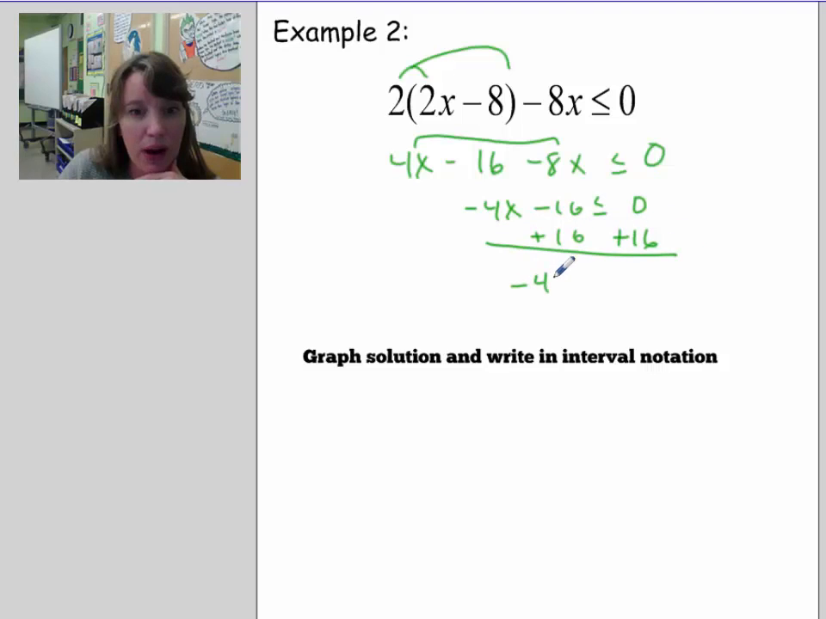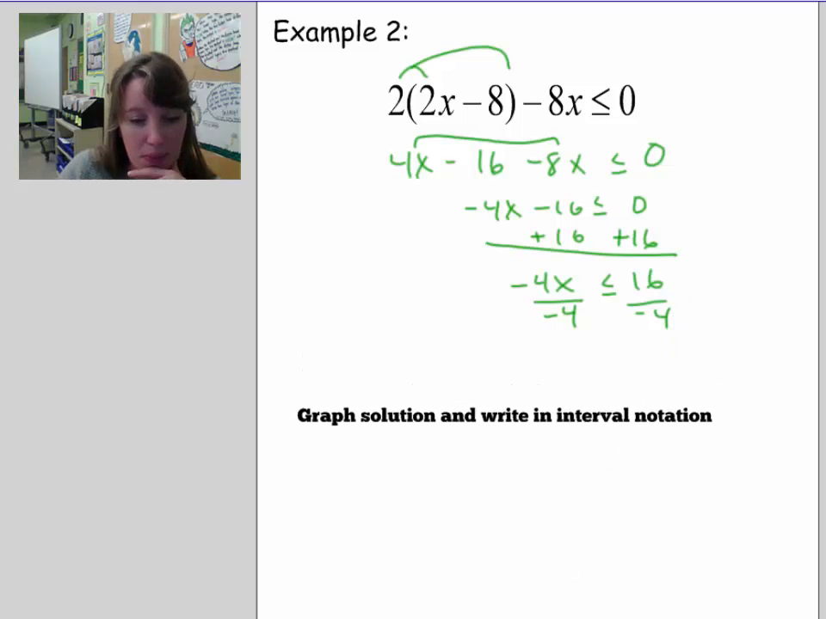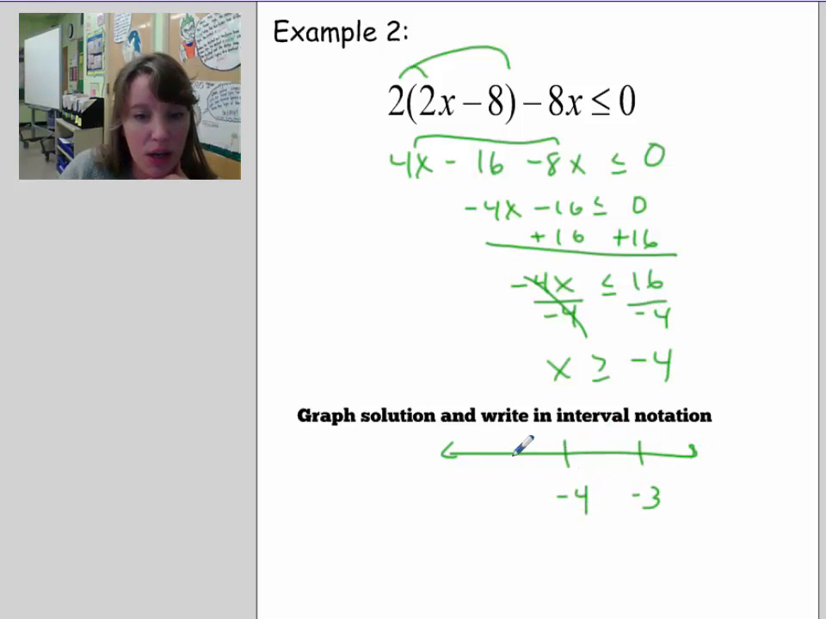We have -4x is less than or equal to 16. Divide by -4. So again, we need to flip the inequality around. x is greater than or equal to -4. So in this case, I want to graph it. So we have -4. We'll put -3 here and -5 here. We want a closed circle at -4, and we want to shade to the right.